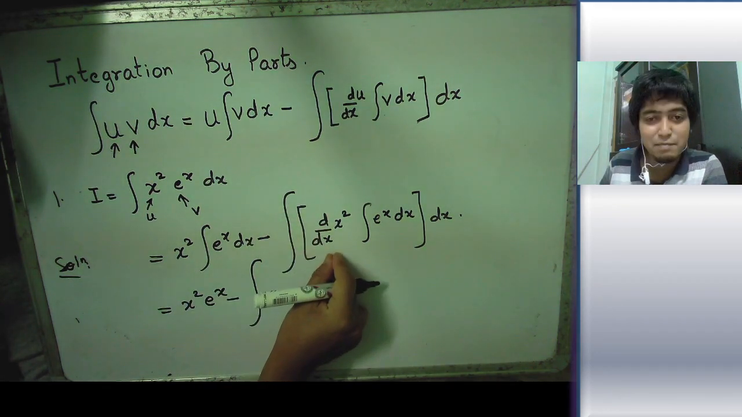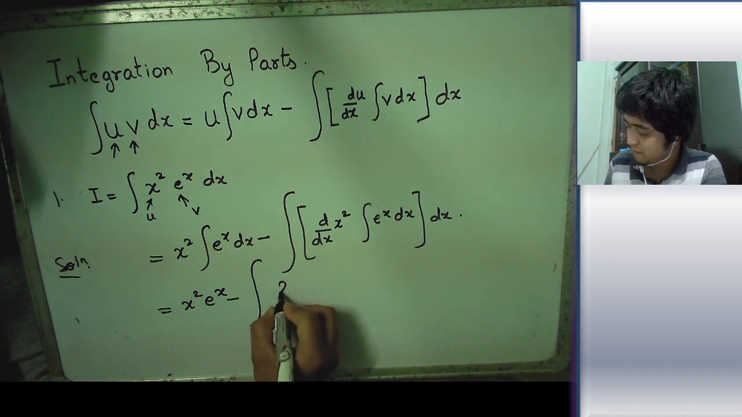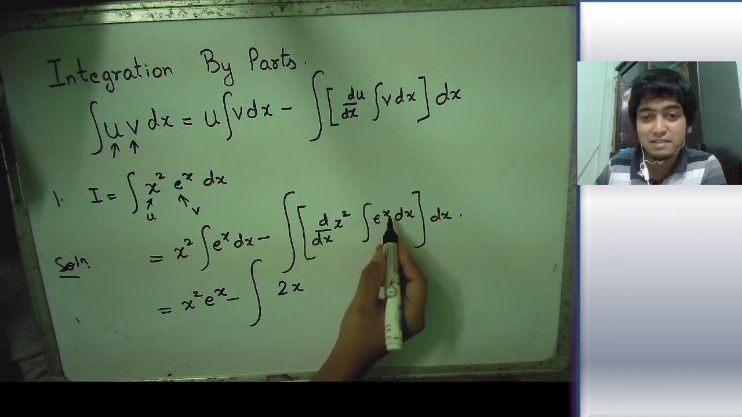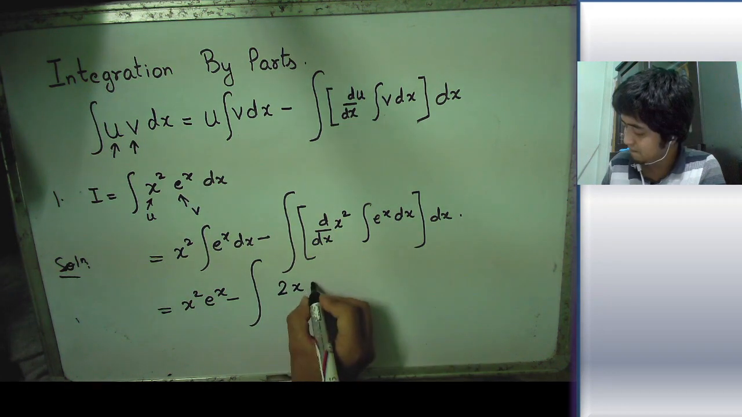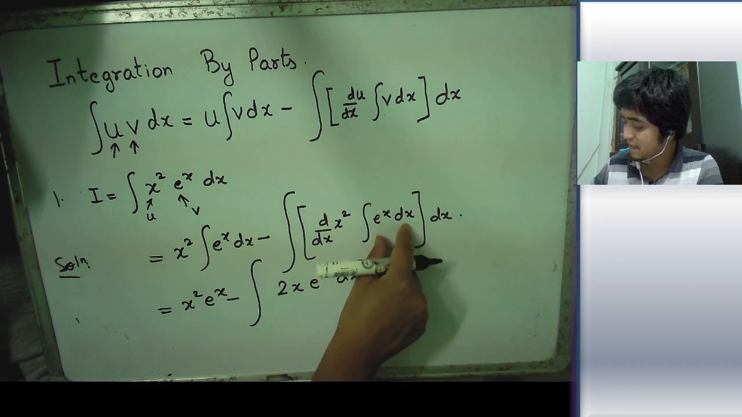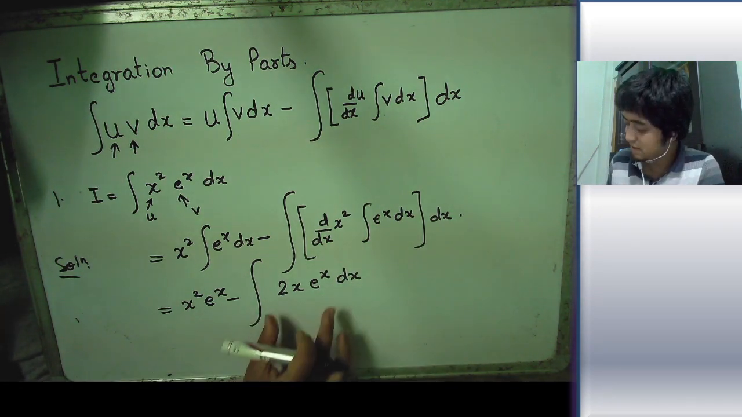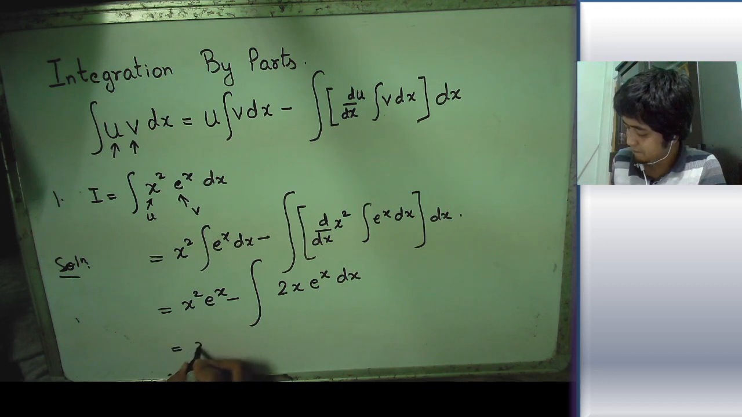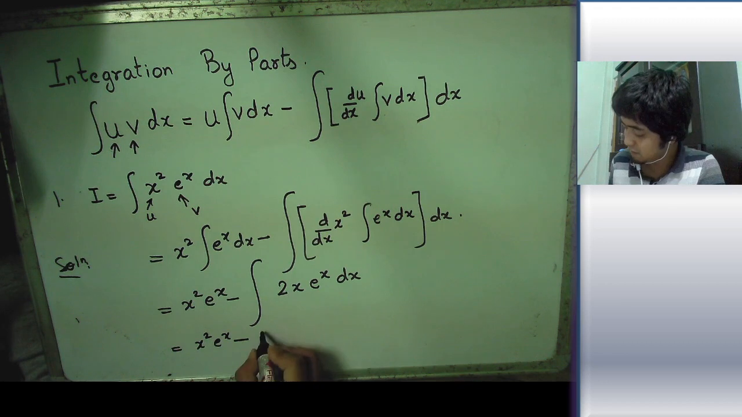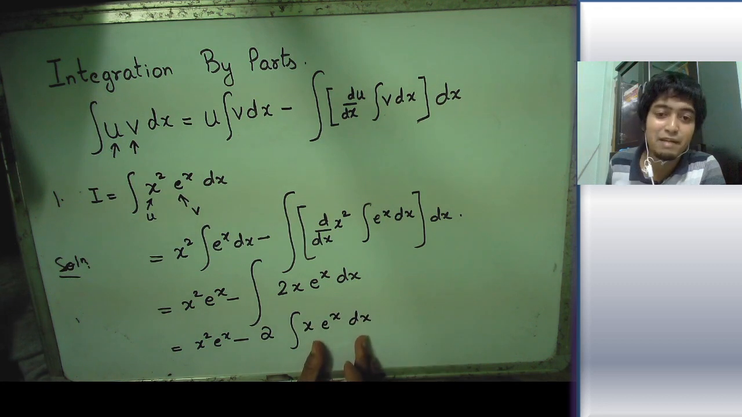We will keep this one as it is first, integration. Now we will first simplify what is inside the bracket. d/dx of x squared is 2x, integration e^x is again e^x dx. Okay, integration of e^x, which is e^x, and then you are having another dx. So this is what you will be having. You notice now that this minus 2 is a constant, so you can keep it outside.